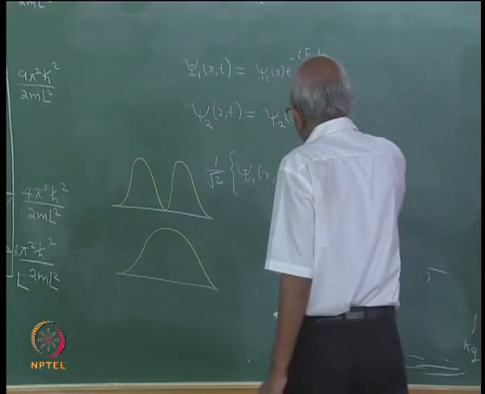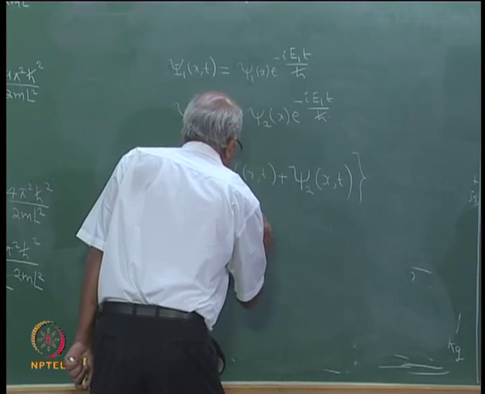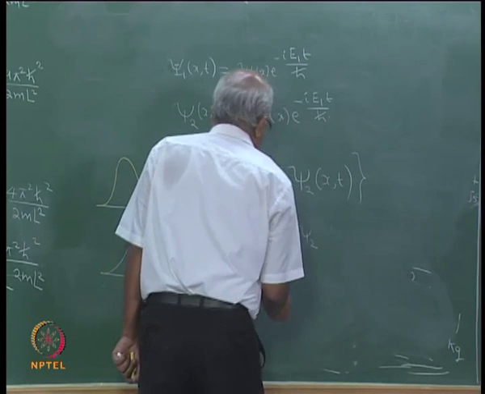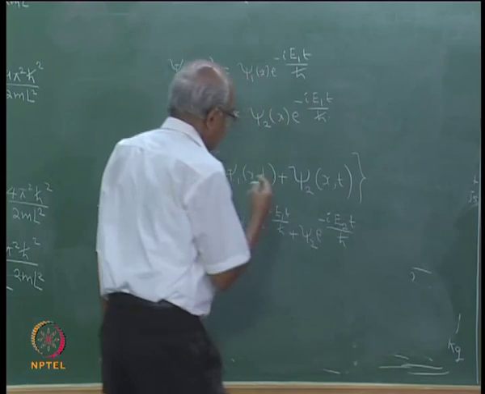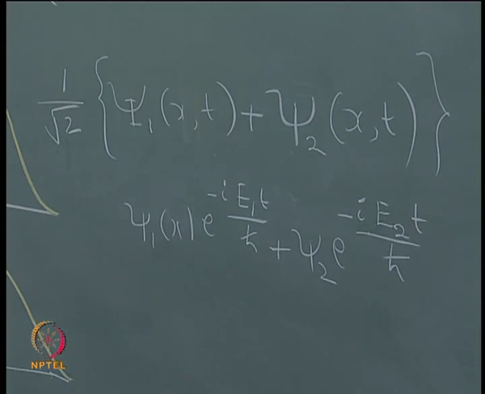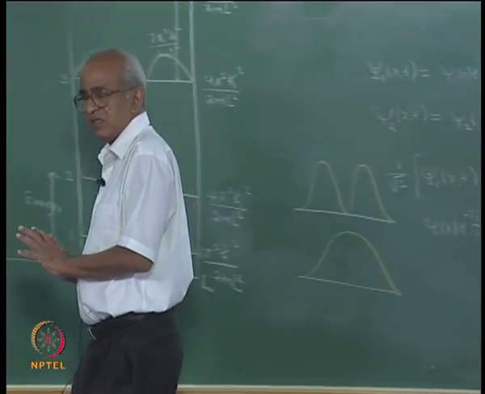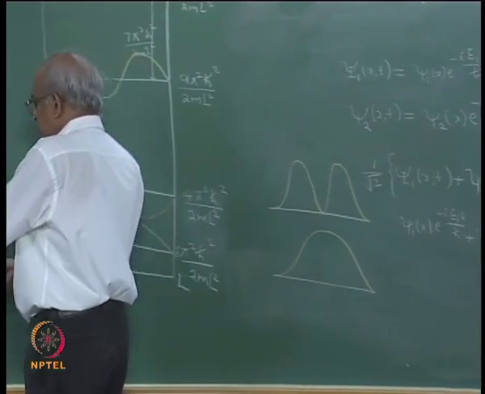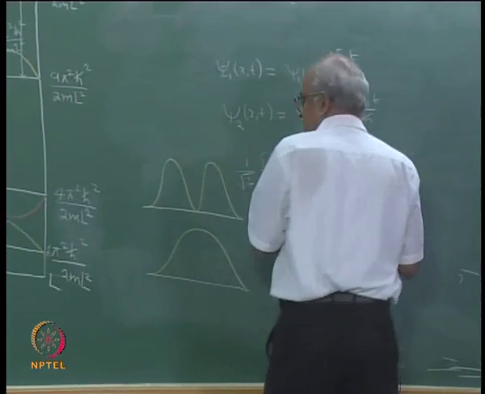Let me write it in a little bit more detail. You would have psi 1 of x e to the power of minus i E1 t by h cross plus psi 2 of x e to the power of minus i E2 t by h cross, that is the function. Now, very interestingly, this obeys the time dependent Schrodinger equation. You can easily prove that. All that you need to do is take this operator, the whole thing, and allow it to operate upon this combination.